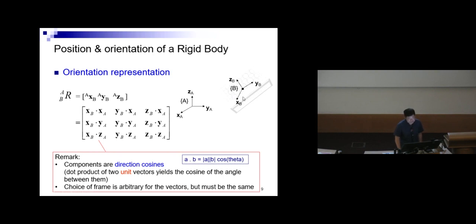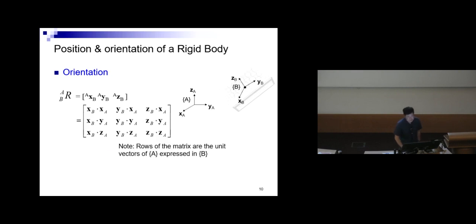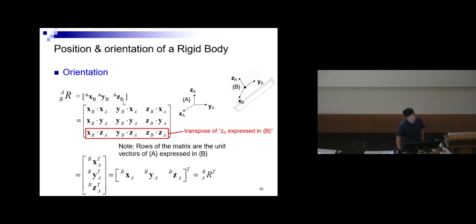When you assign the frame, it can be arbitrary, but it should be the same throughout. On the other hand, you can actually observe that the rows of the matrix are the unit vectors of A expressed in B. So essentially, this is a transpose of object A expressed in B. So with that, you can have ABR is actually equal to BXA transpose.